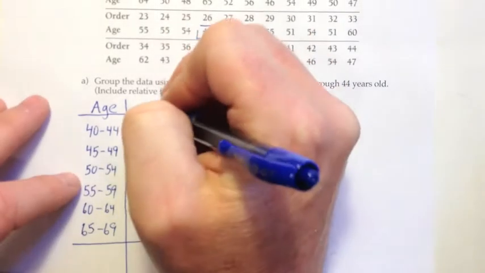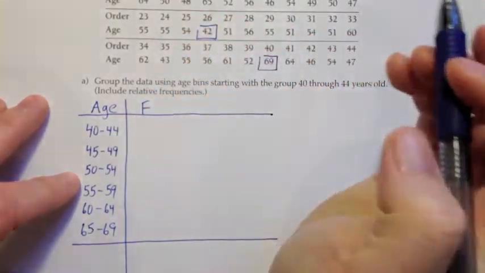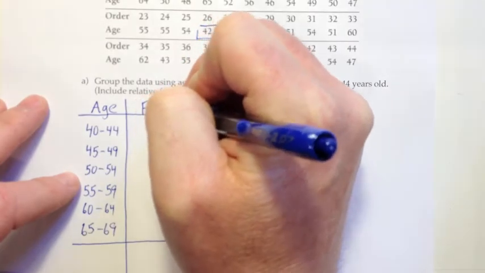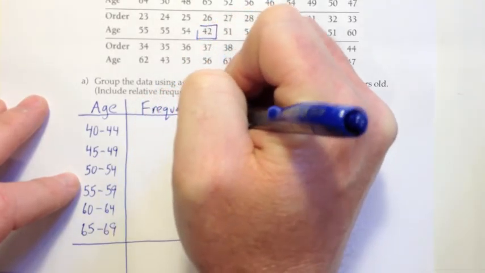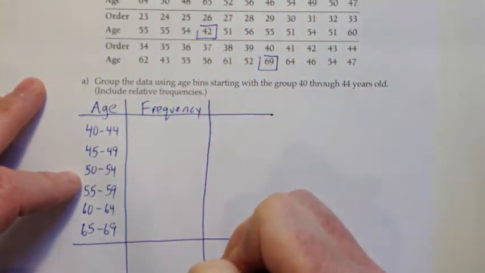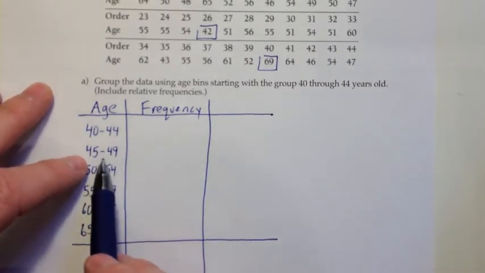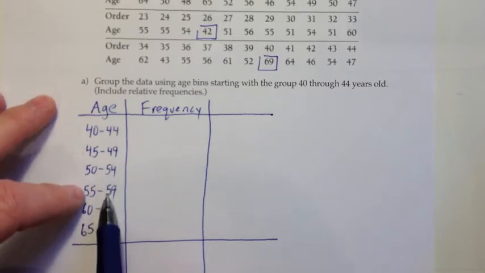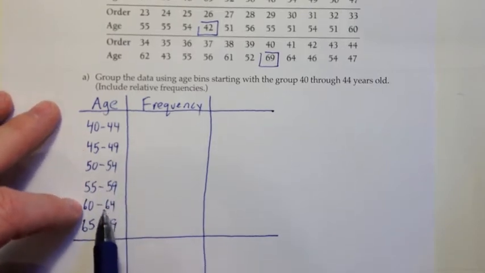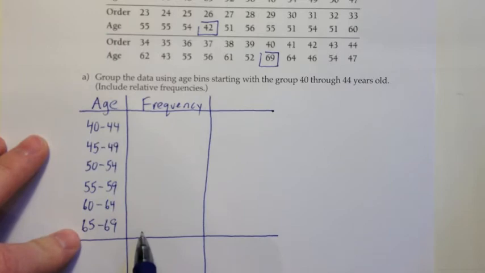So there's my grouping, and then they want me to do a grouped data table, and one of the things that we'd put in there would be a frequency. So we'd want to think about how many times did we have a president in their lower 40s, how many times did we elect a president in their late 40s, lower 50s, late 50s, lower 60s, and late 60s.